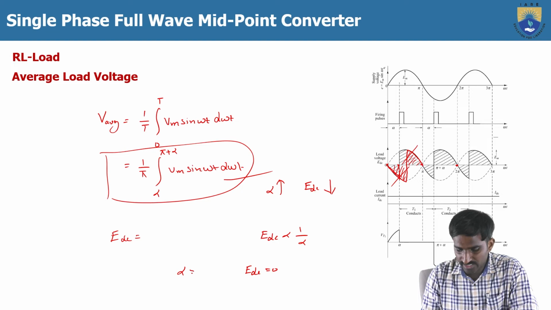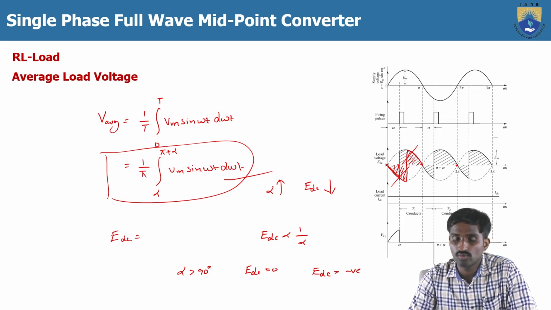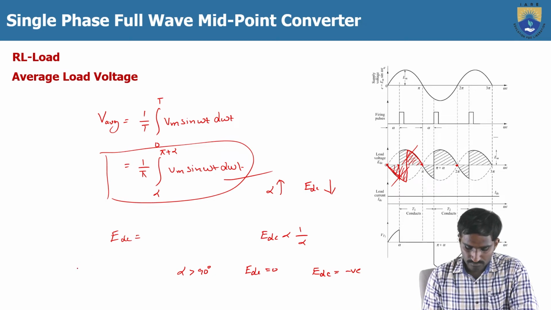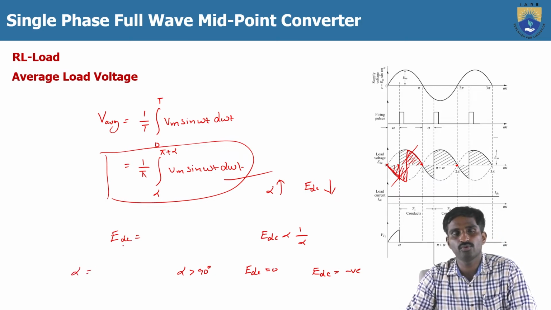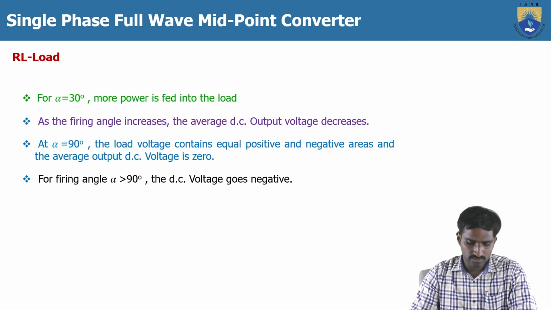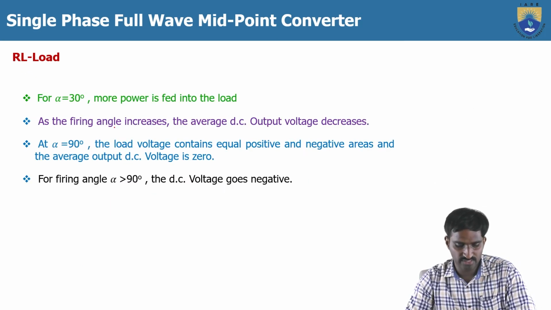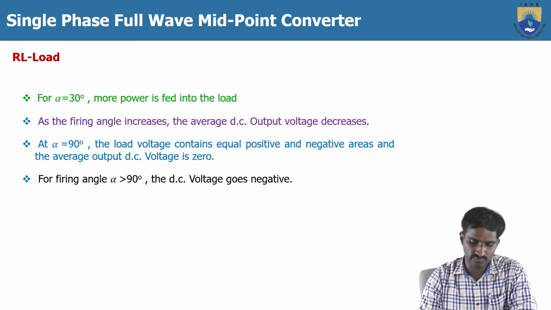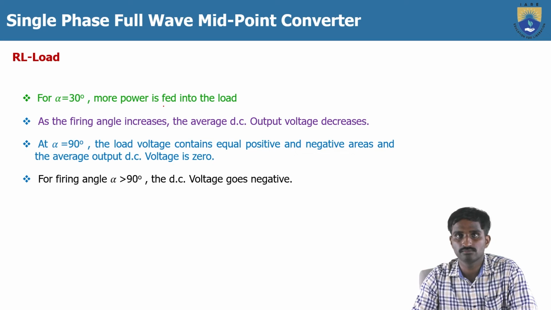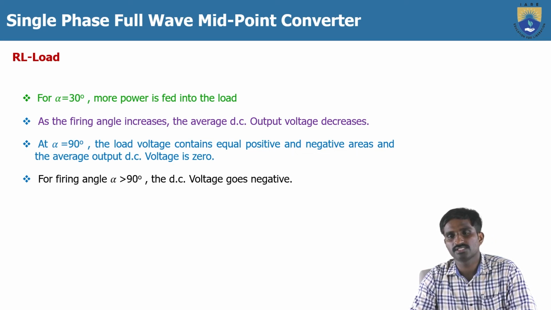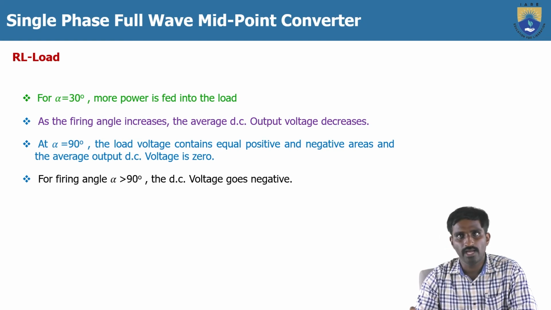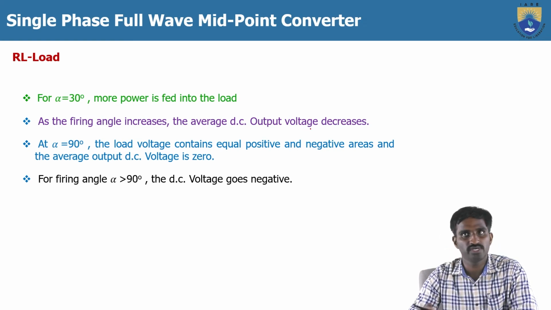And when alpha is greater than 90 degrees, then the EDC value is negative, because the negative portion is more than the positive portion. So the average value will get negative. So this is how, based on alpha value, the output voltage will change. Of course, when alpha is equal to 30, more power is fed into the load, because the positive voltage is nothing but the supply from the source to the load. And as the firing angle is increasing, the average DC output voltage decreases.